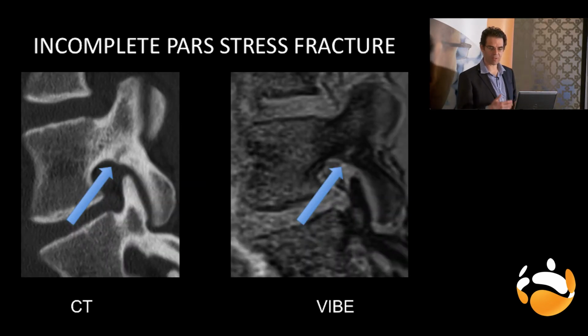But there are different sorts of injuries that we can see. We can see an incomplete fracture, which you can see here. So passing up, this is on CT, but we can pick it up on this VIBE sequence. The normal cortex, you can see on CT, is intact here and intact here in black. But as we come up, we can see this defect in the bone, the incomplete fracture.